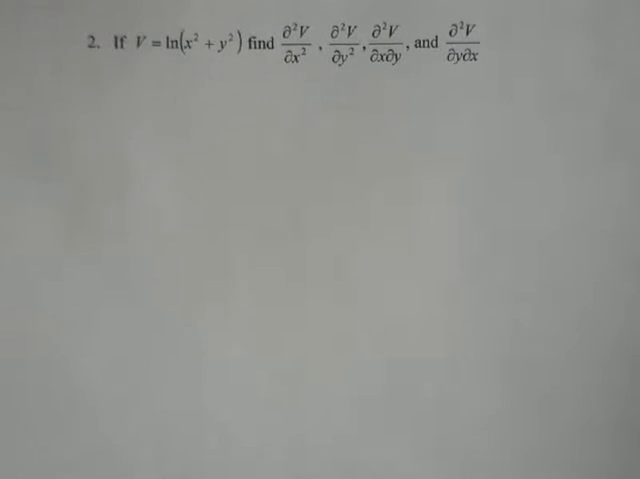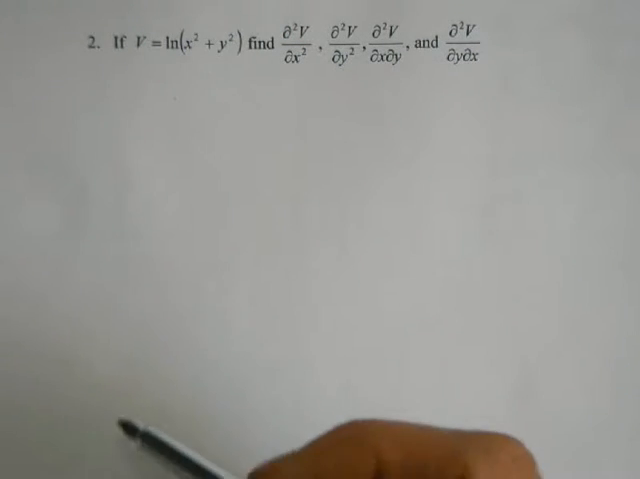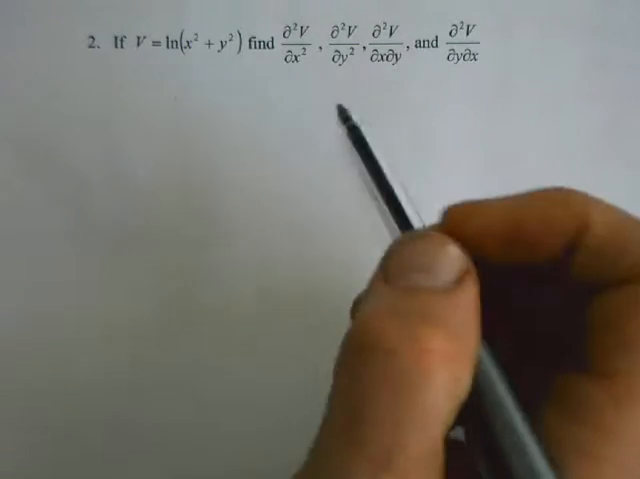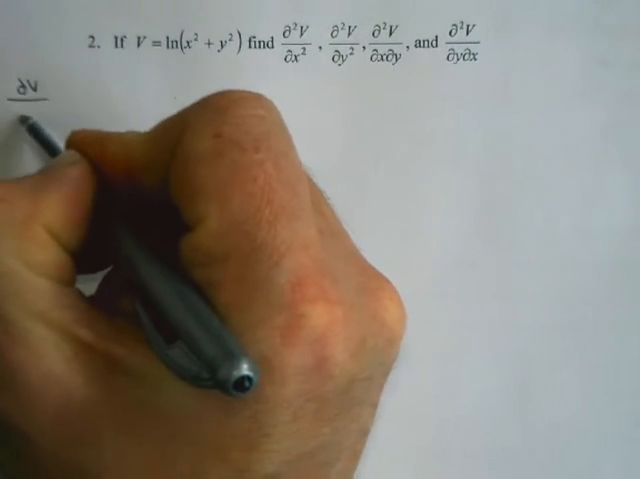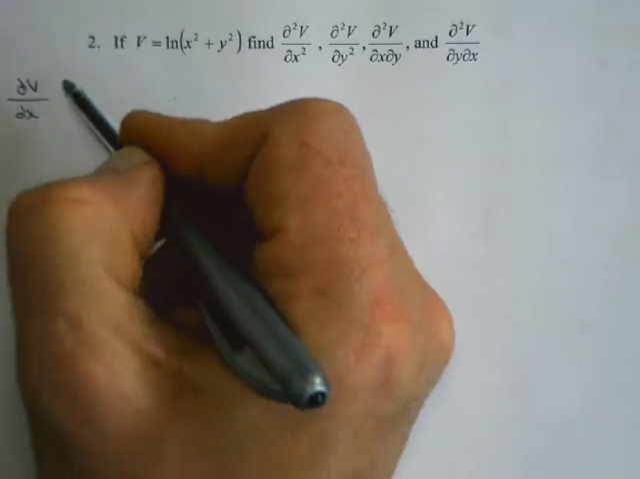And here's another example. Here we go. Again, it's a chain rule. So we're just going to do the 4 bits. So as previously, we're going to start with doing the first partial with respect to x.